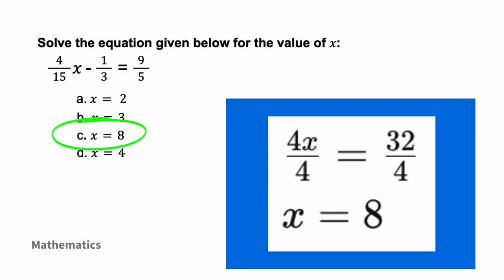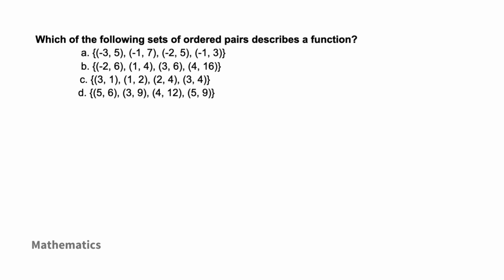And that gives us an answer of x equals 8. All right, well done. Let's keep going to the next problem. Which of the following sets of ordered pairs describes a function? Take a moment here, pause the video, come back when you're ready.